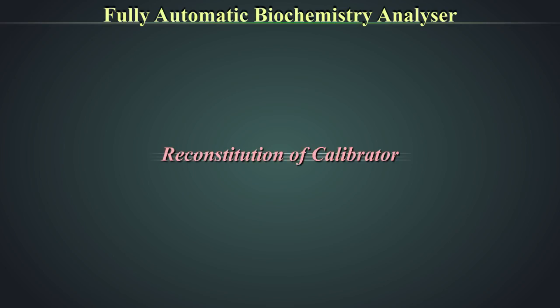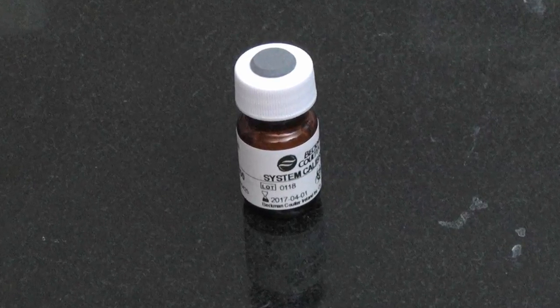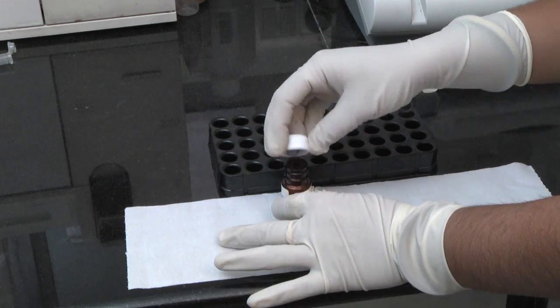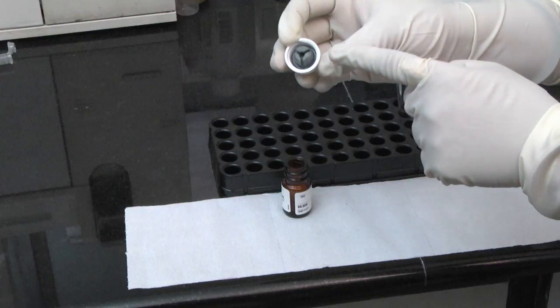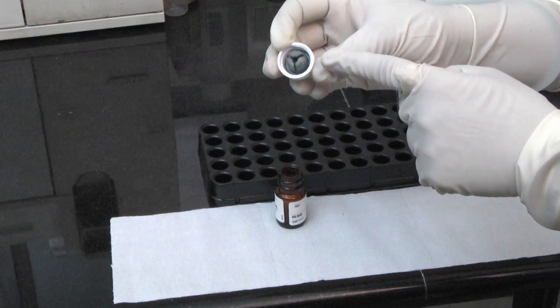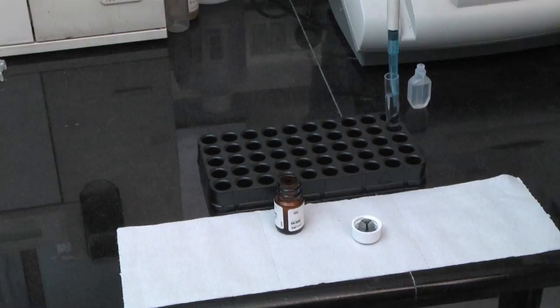Reconstitution of calibrator. Take out the vial of calibrator from the refrigerator and bring it to room temperature. Open the vial and place the cap on the workbench gently. Notice the calibrator powder adhering to the inside of the cap. As calibrators are expensive and last for a short duration, use them judiciously.